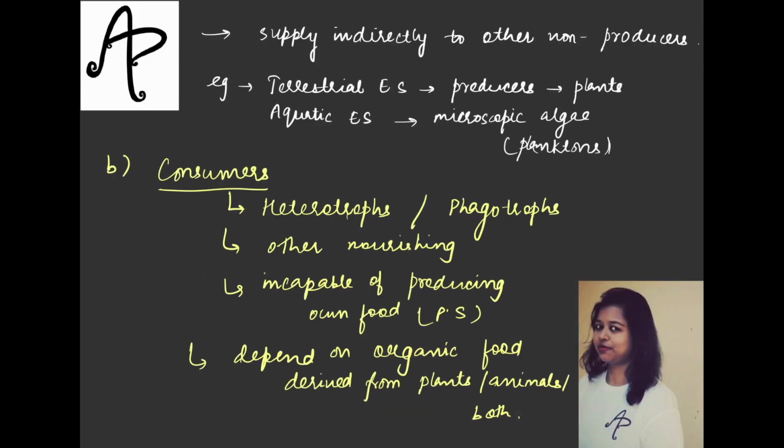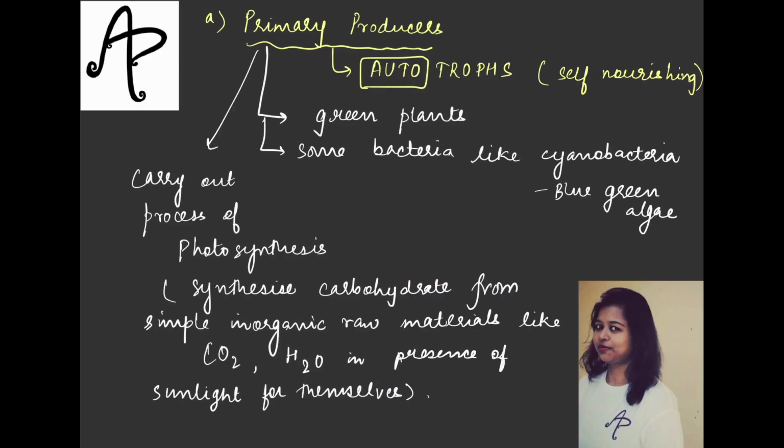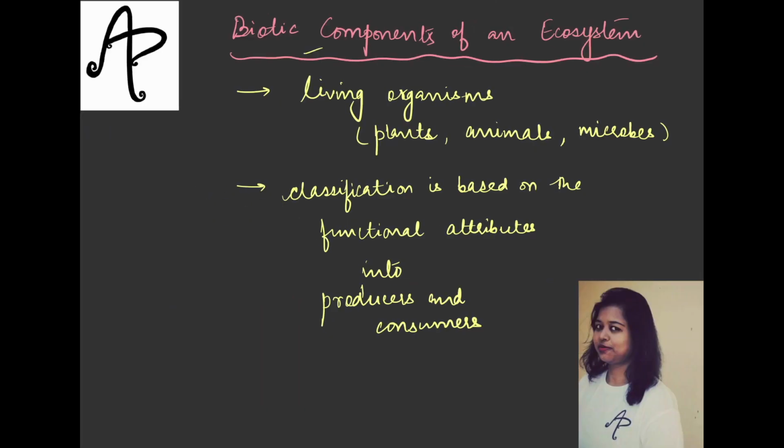And in the beginning we talked about your primary producers, autotrophs, ठीक है, यानी plants या फिर cyanobacteria की हम बात कर सकते हैं. So here we end the discussion on the biotic components of an ecosystem.